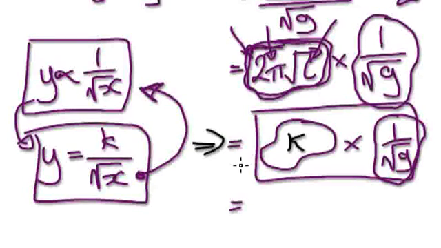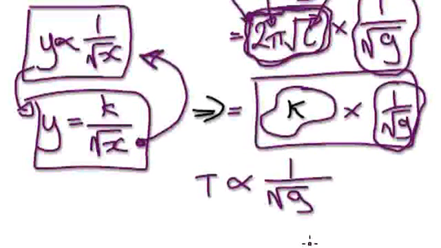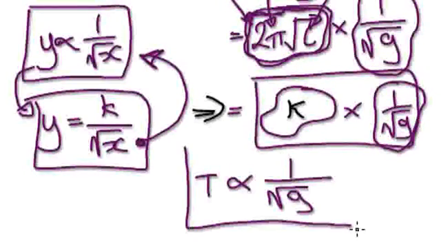So when you're here, you can actually say, oh, by the way, t is inversely proportional to the square root of g. Okay, so you can actually make this statement here. So now t is inversely proportional to the square root of g.